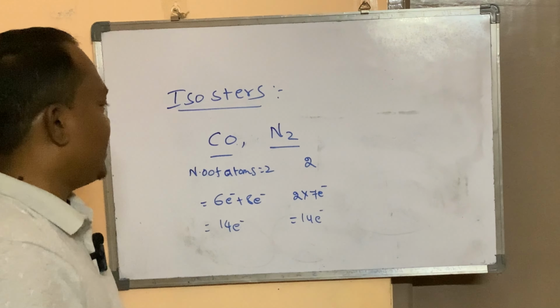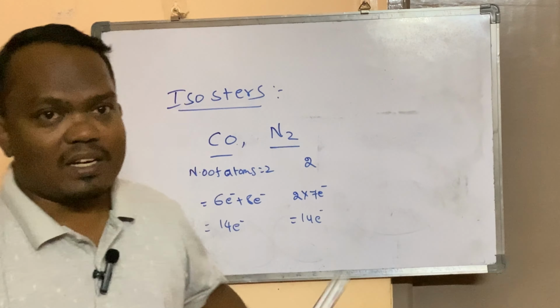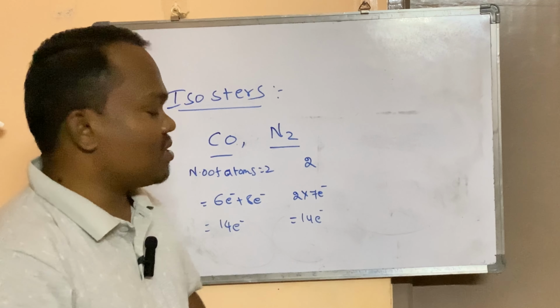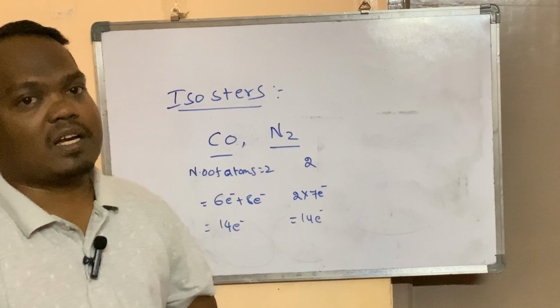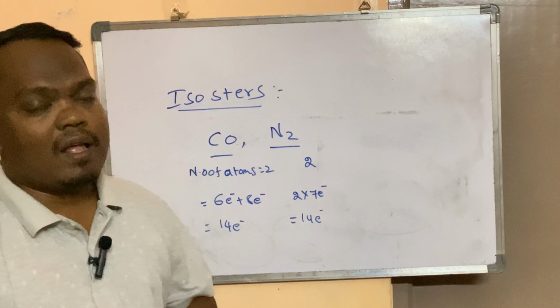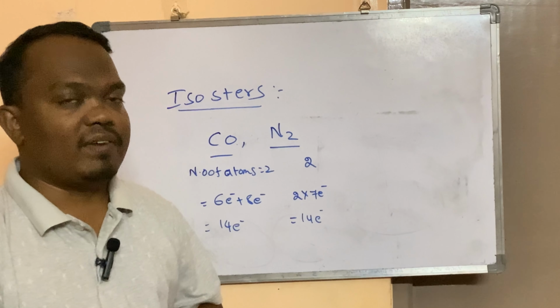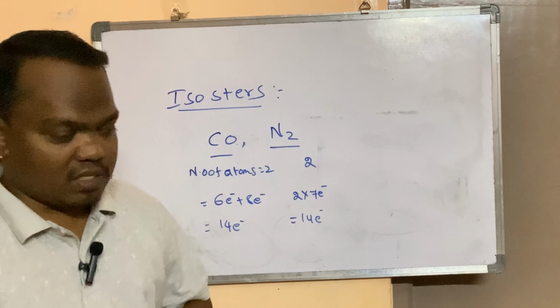So here the same number of atoms and the same number of electrons are present, so we can call them isosters. The species which contain the same number of atoms and the same number of electrons are known as isosters.